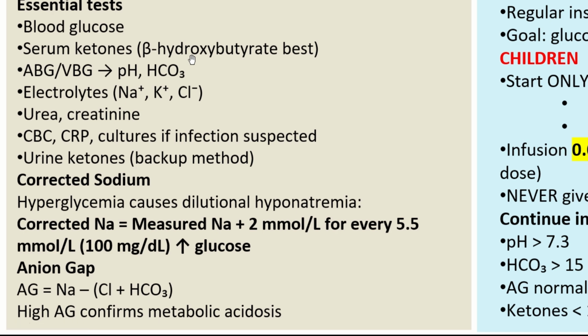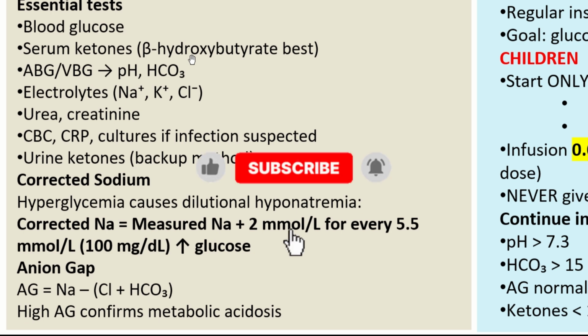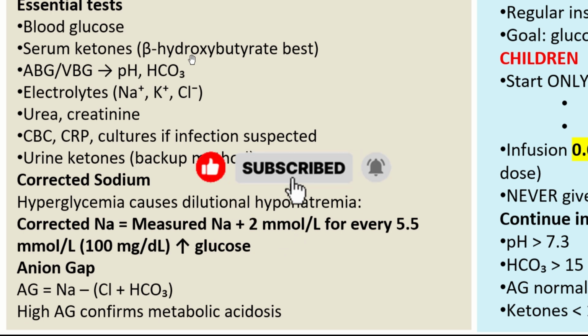Check for electrolytes, that's sodium, potassium, and chloride, urea and creatinine to check for kidney function, CBC, CRP, and cultures if we suspect that someone has an infection. Urine ketones have also been used as a backup method where we can use the urine dipstick. Then you have the corrected sodium.